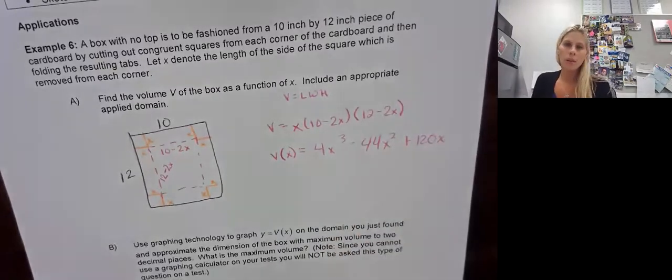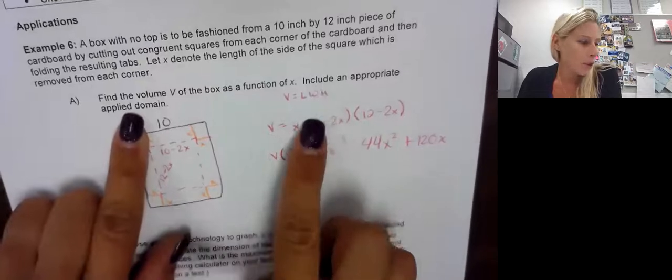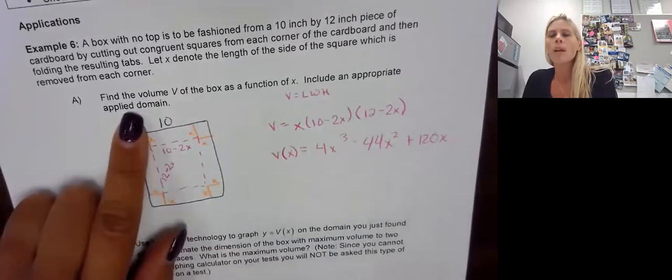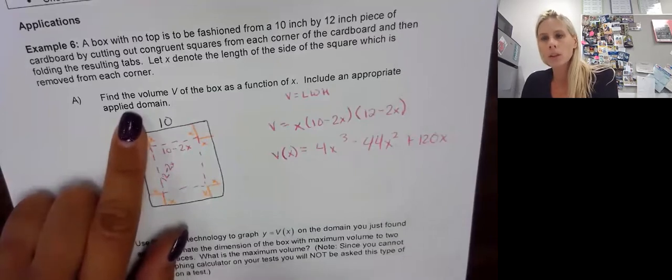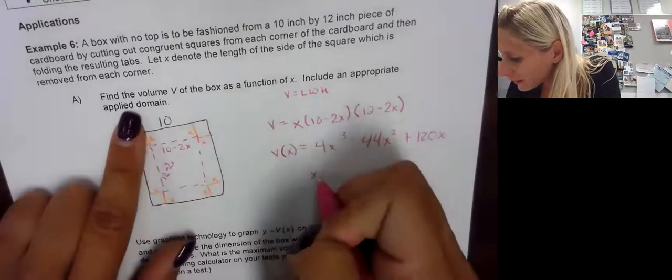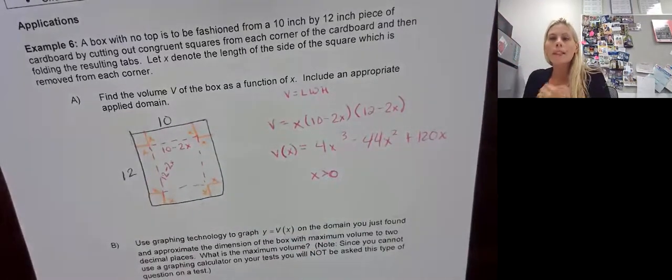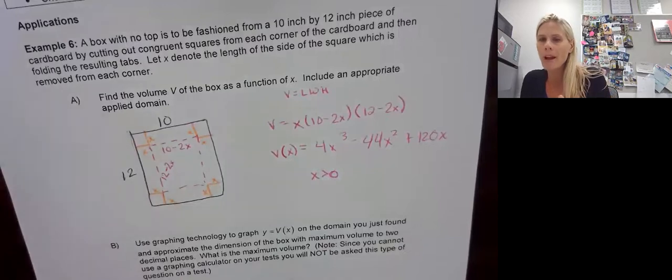Now, let's talk about this though, because in this problem it also says include an appropriate domain. First of all, if we talk about a box, what is the smallest volume it could be? Well, it would mean that X has to be greater than 0. It cannot equal 0 because then we don't have a box. If it was 0, we would only have two sides. We would have a flat cardboard. We would not have a box. Okay, so we know x has to be greater than 0.